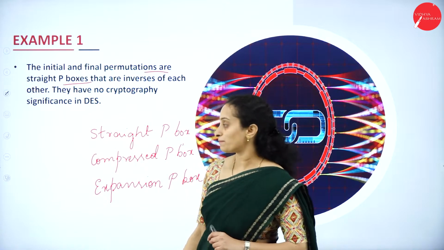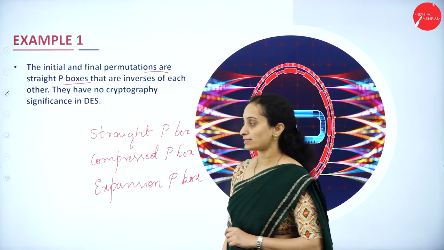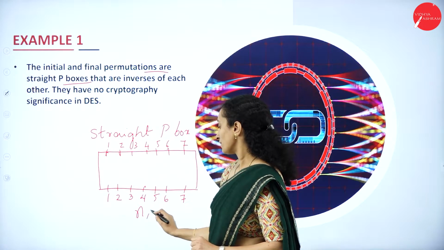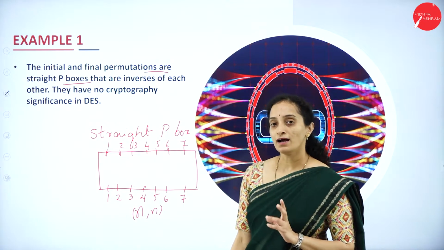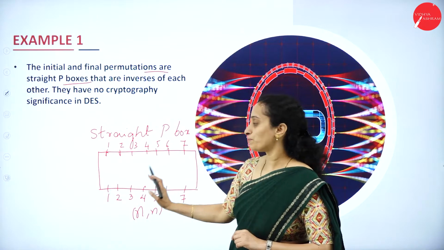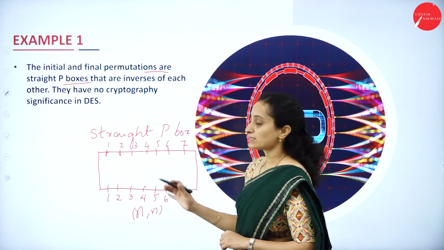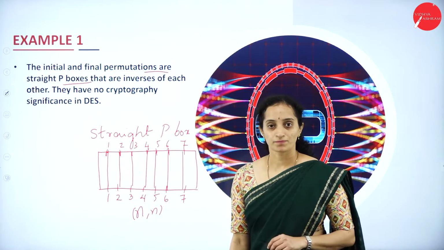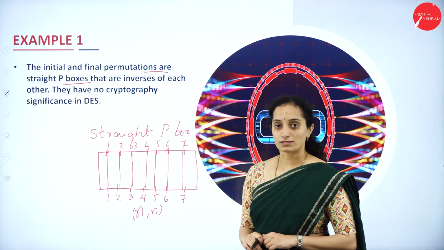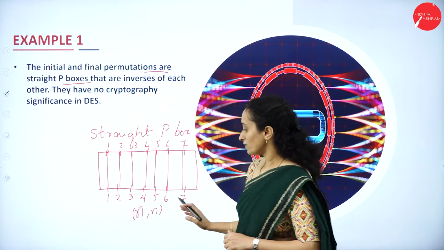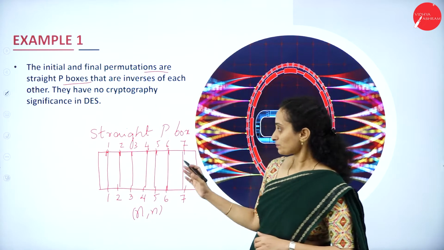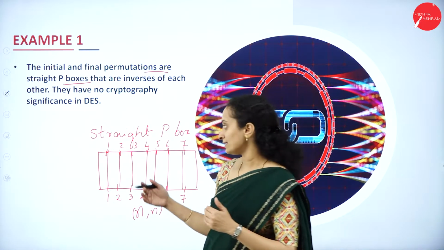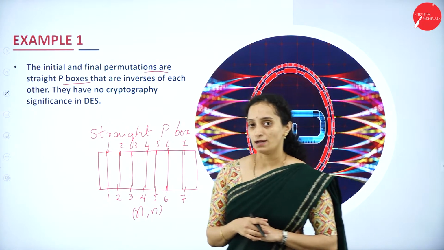What is the difference between the straight box, compression box and the expansion box? A straight P box will have n number of input ports and the same number of output ports. That means permutation can be done for the straight ports, which is called the straight P box, where if you have 7 input ports, you can have 7 output ports. This is used when you have the same number of inputs and outputs.